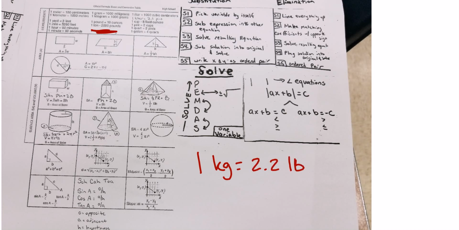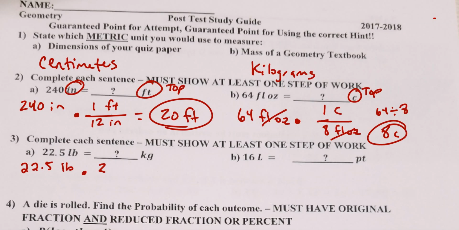I can't believe nobody caught that. I was crazy when I wrote that down. Alrighty, so 1 kilogram is 2.2 pounds. I can't believe I messed that up. I did fix it, and I will make sure everybody knows. So 1 kilogram is 2.2 pounds. So I'm going to do 22.5 divided by 2.2. Now I'm going to end up with 10.22 kilograms.